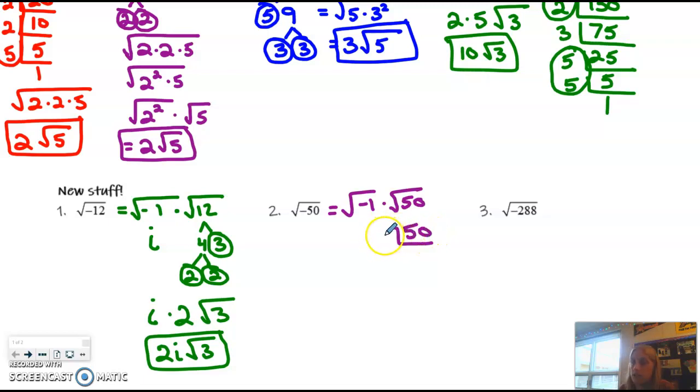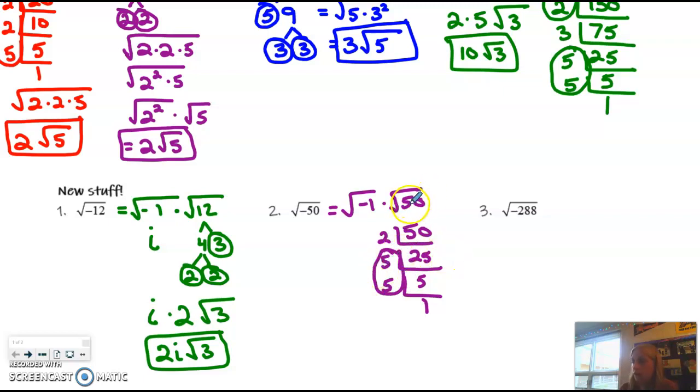And I say, okay, what's the smallest prime number that goes into 50? 1 isn't going to help me. 2. 2 goes in 25 times. 2 doesn't go into 25. 3 doesn't go into 25. 4 is not a prime number, so the next one is 5. 5 goes in 5 times. 5, 1 time. I know I'm done.